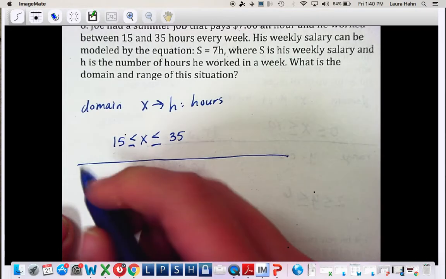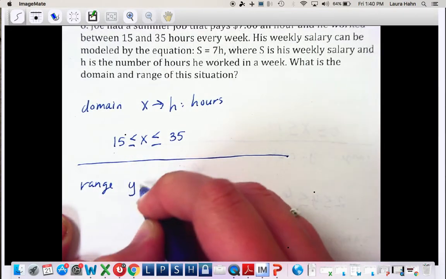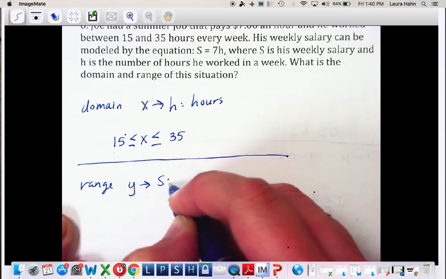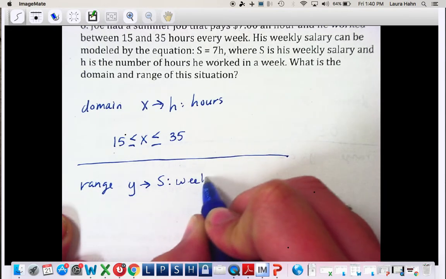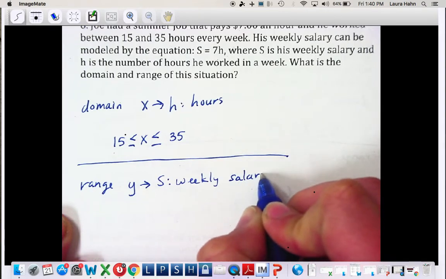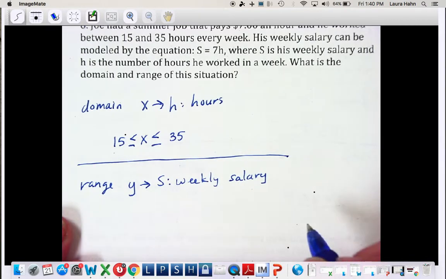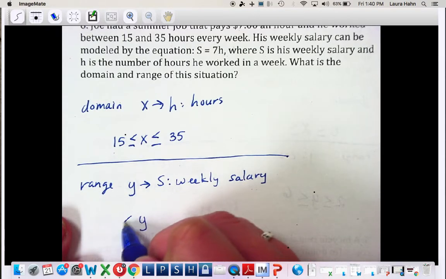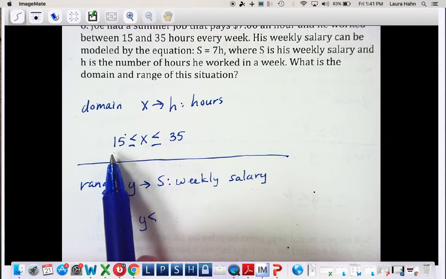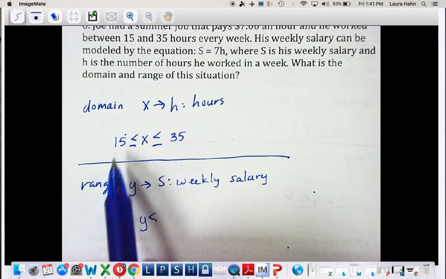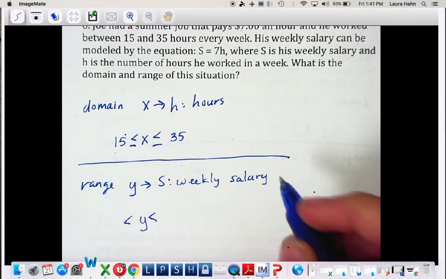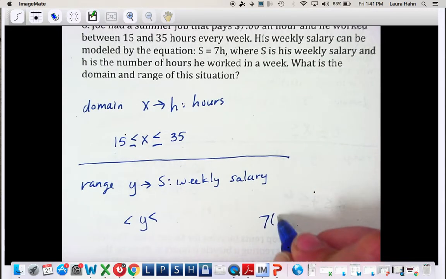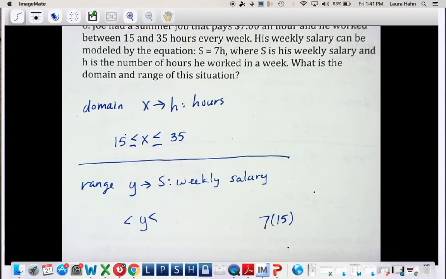So now let's find our range, which is typically Y, but instead they used an S, which stands for his weekly salary. So here's my Y. So if he works from 15 to 35, let's figure out how much he is going to make. Well, the lowest he can make is if he works the 15 hours. So I'm going to have 7 times H, so 7 times 15. And the max he's going to get is 35. So I'm going to have 7 times 35.